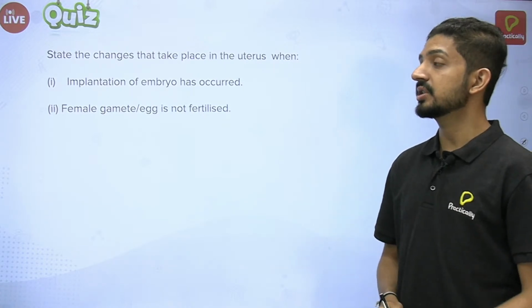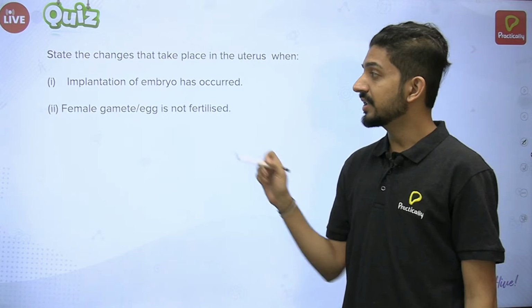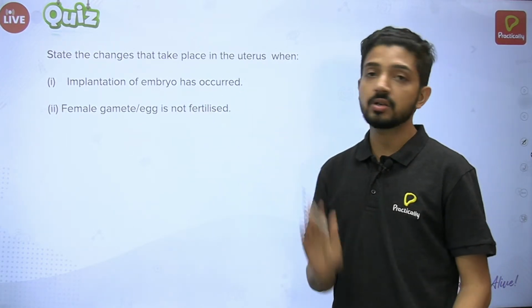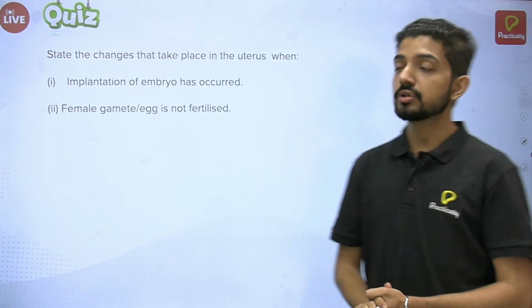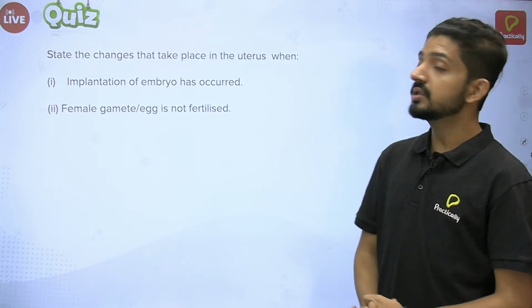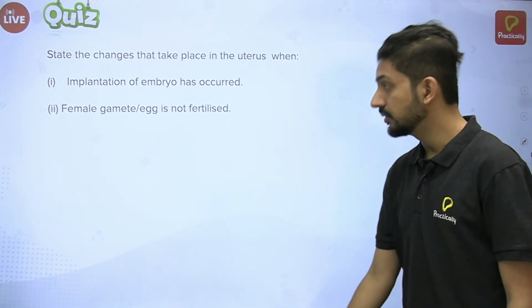Here is the second question. State the changes that take place in the uterus when, first case, implantation of embryo has occurred; second, the female gamete egg is not fertilized. So what would be the answer? What changes will take place in the uterus based on these two conditions? So let's see the answer.